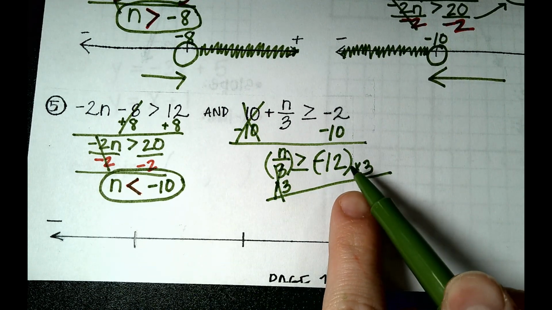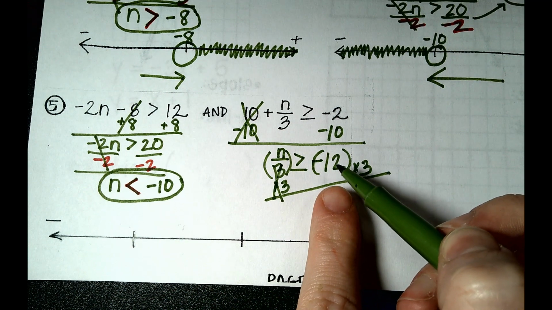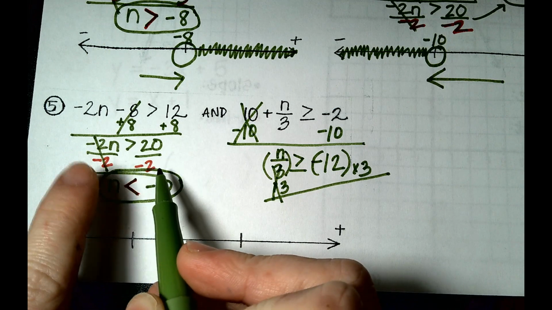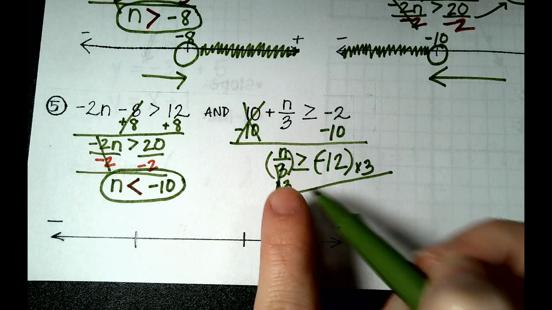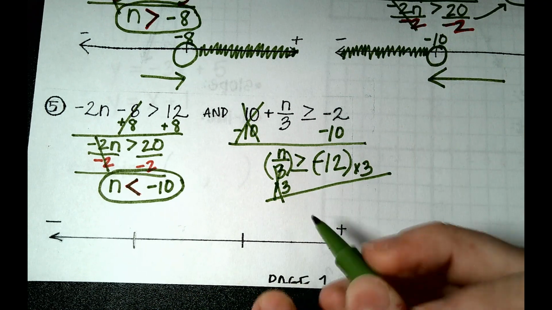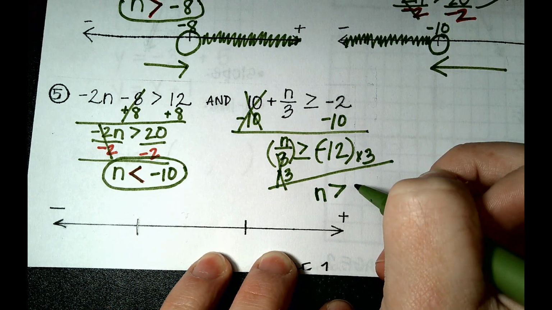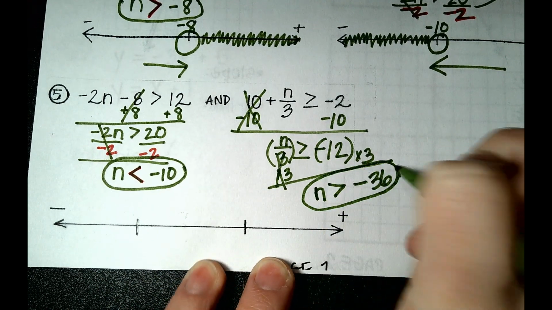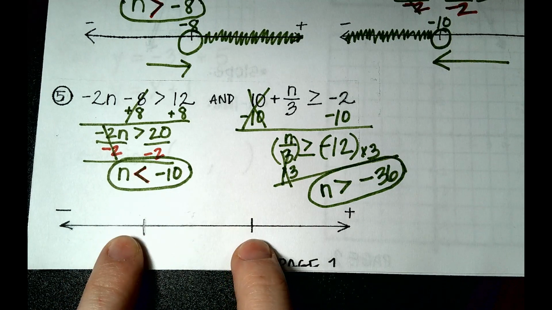Now, why am I not going to flip my sign here? Yes. There is a -12 here, but when we say multiply or divide by a negative, we mean if you do it on both sides. Right here, I'm multiplying by +3 on both sides. I did not multiply by -3. So our sign stays greater than. So, yes, n is greater than -36. So, now we need to decide, where do I put each number on my line?